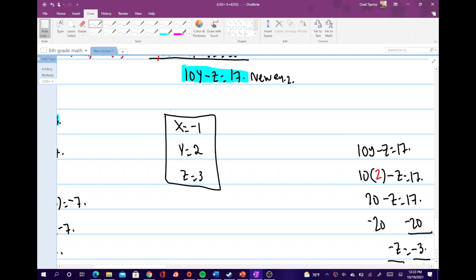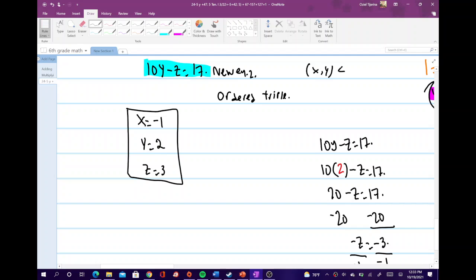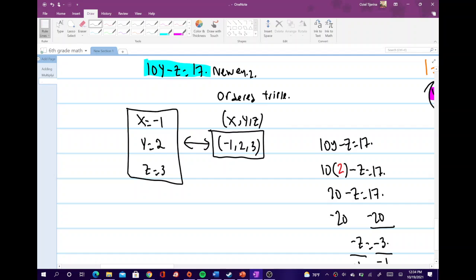Sometimes they'll tell you to put it like this. Other times they will tell you to do it as an ordered triple. So you know that an ordered pair obviously is x comma y, right? That's an ordered pair. Just a quick vocabulary lesson. An ordered triple just means that you're adding z to that coordinate. So an ordered triple is x, y, z. So you're just going to put negative 1, 2, 3. And these two are your final answers. If they say write it as an ordered triple, it would be this one. And if they just say solve for x, y, and z, it would be this one. I would always put both just in case. But that's how you solve this system of equations.